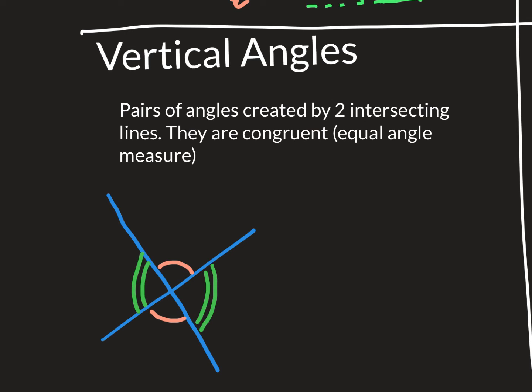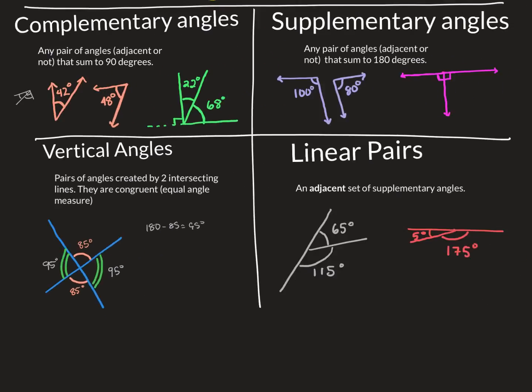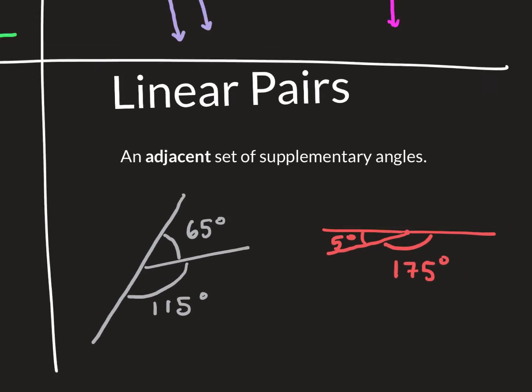So if I told you, for example, that the orange angle was 85 degrees, this orange angle would also have to be 85 degrees. And in order to get this green angle, you'd ask yourself, well, what would 85 plus what would get me to 180? And so you might say 180 minus 85, and you would get 95, and then voila, this would be 95. This would also be 95 degrees. So vertical angles, anytime you've got intersecting lines like this, you're going to have opposite angles are congruent or equal in measure.